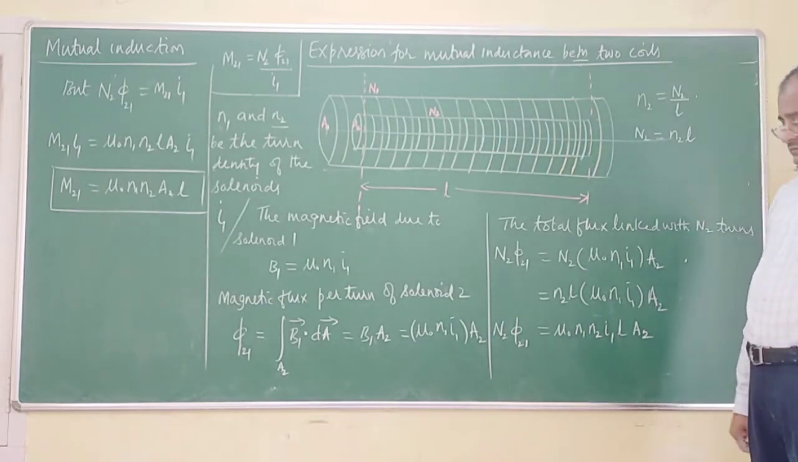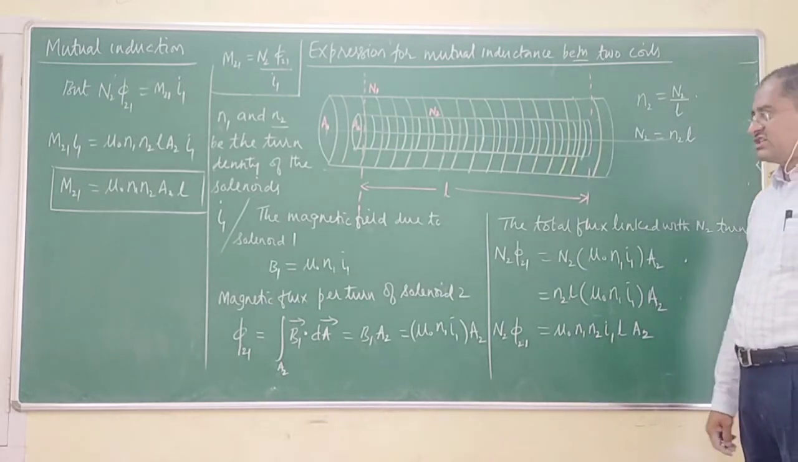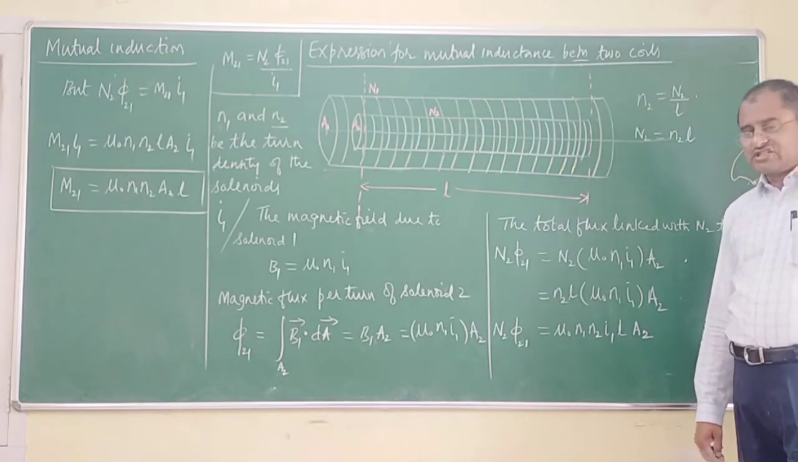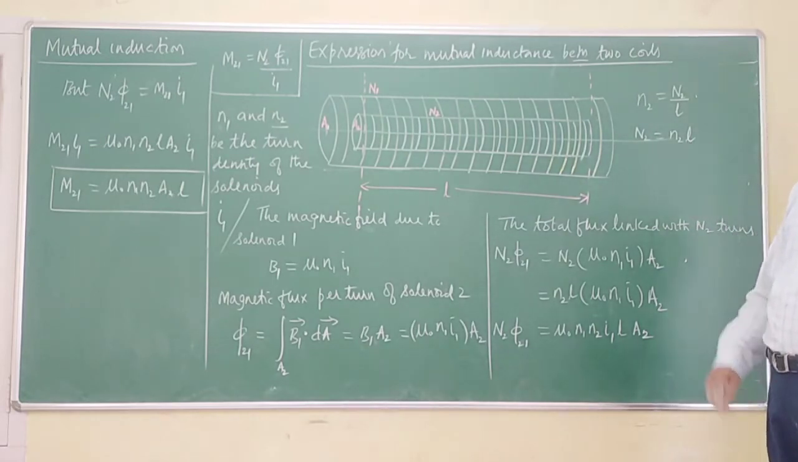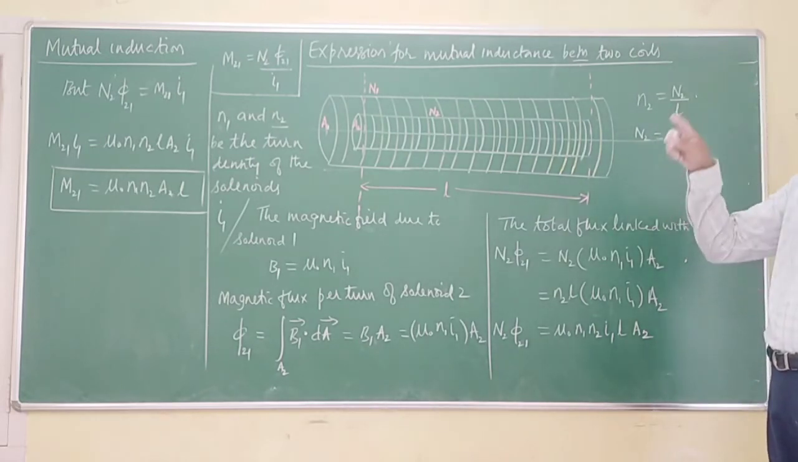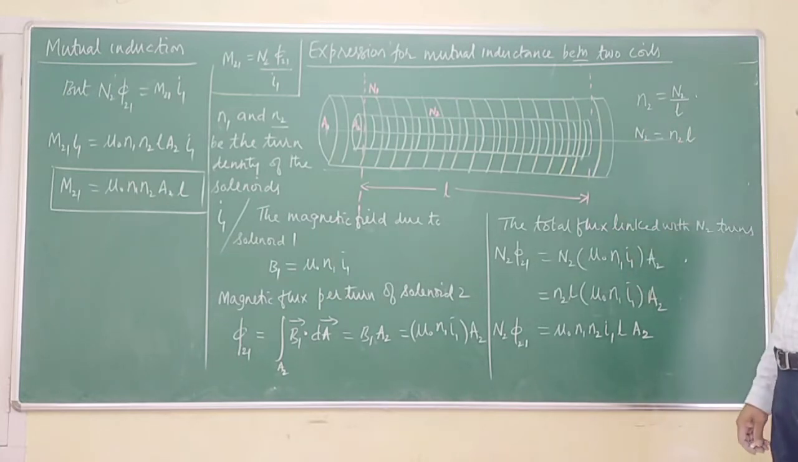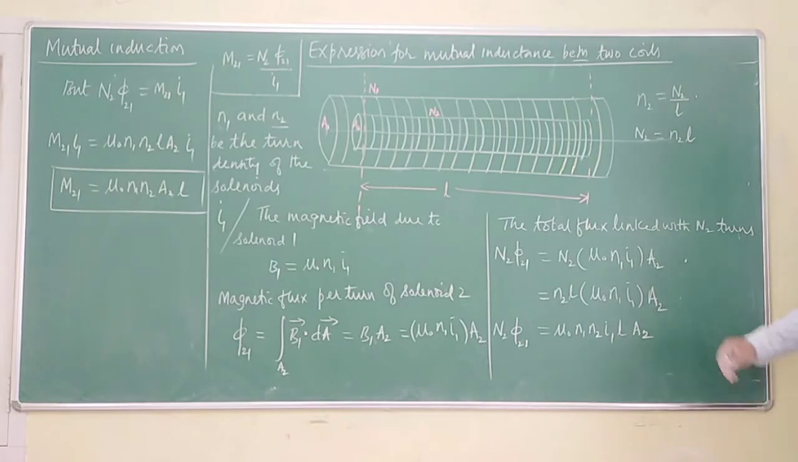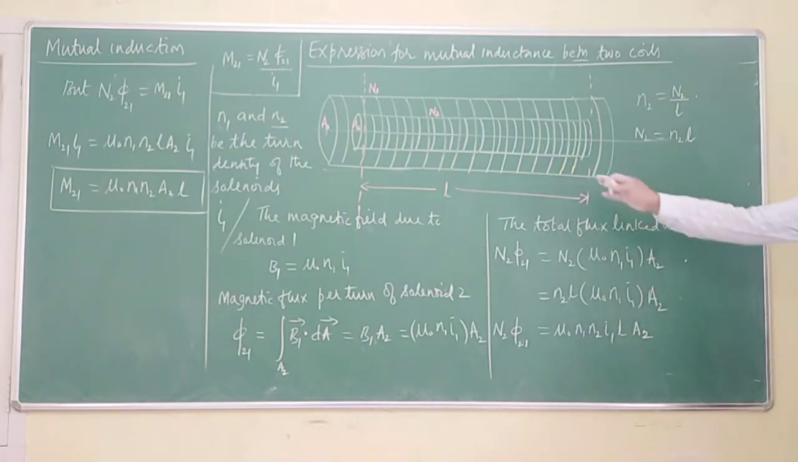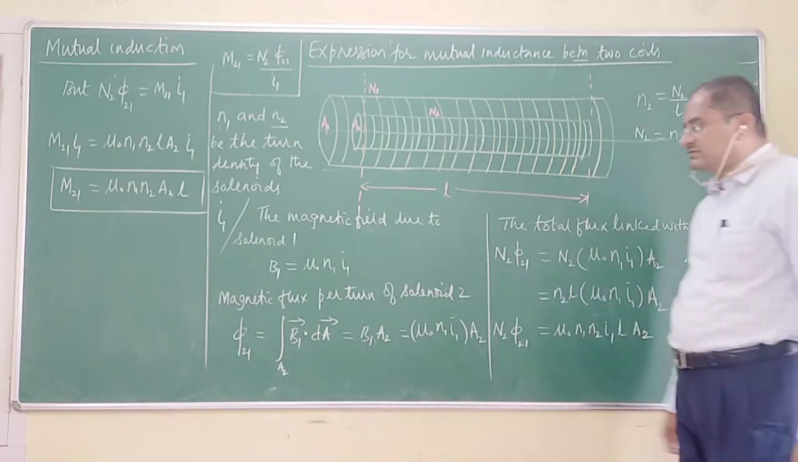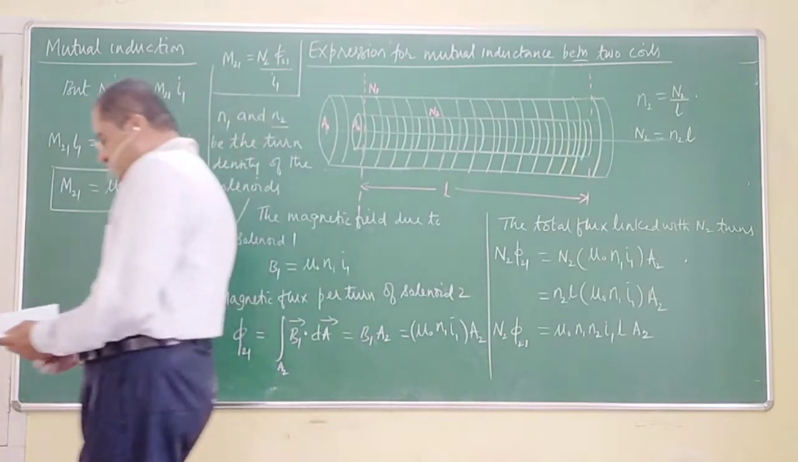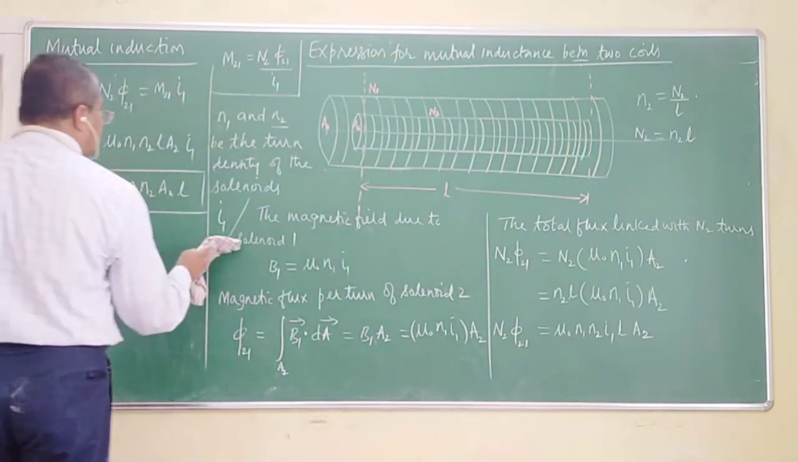Similarly, we can also derive an expression for the coefficient of mutual inductance of coil 1 with respect to coil 2, which means M12. We will also try to derive that. Is this clear to you, sir? I will rub this portion off to derive an expression for M12.